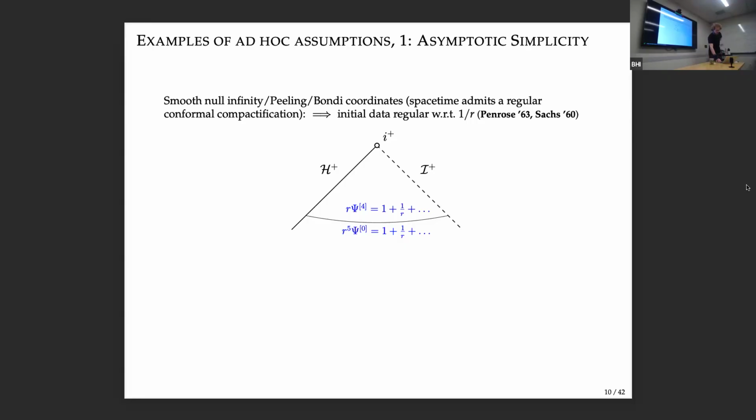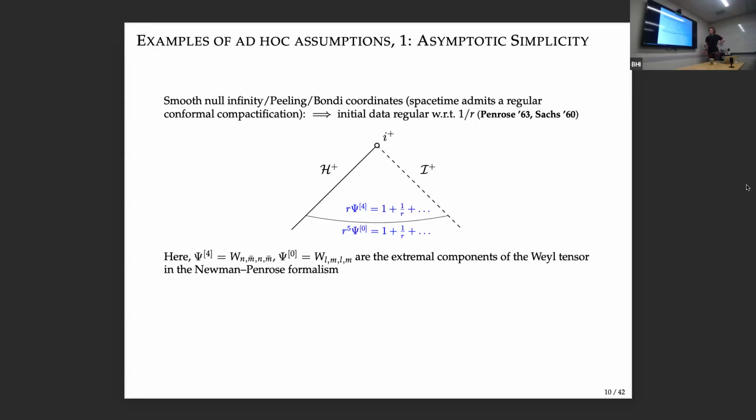But I don't want to talk so much about the origin of this assumption. I just want to say what it exactly states. And it states that our initial data, the gravitational radiation, is smooth with respect to the variable 1 over r, where r is something like the area radius, where psi4 and psi0 are the two extremal components of the Weyl curvature tensor. So here, L is the outgoing null vector field, n is the ingoing vector field, and M is a spherical vector field. And the peeling property demands that actually r psi4 goes like 1 plus 1 over r and so on. And the weighted quantity r to the 5 psi0 goes like 1 plus 1 over r and so on. This is the little hierarchy in the Weyl curvature tensor that was discovered by Sachs.